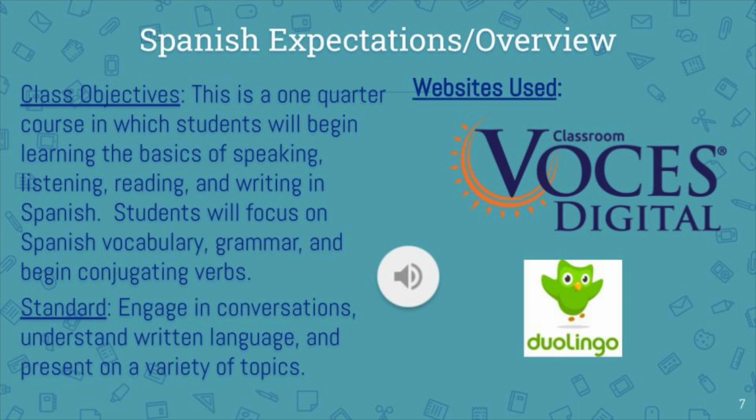Seventh grade Spanish is a 1-quarter course in which students will begin learning the basics of speaking, listening, reading, and writing in Spanish. Students will focus on Spanish vocabulary, grammar, and they'll begin conjugating verbs. The standard for this class is to engage in conversations, understand written language, and present on a variety of topics.